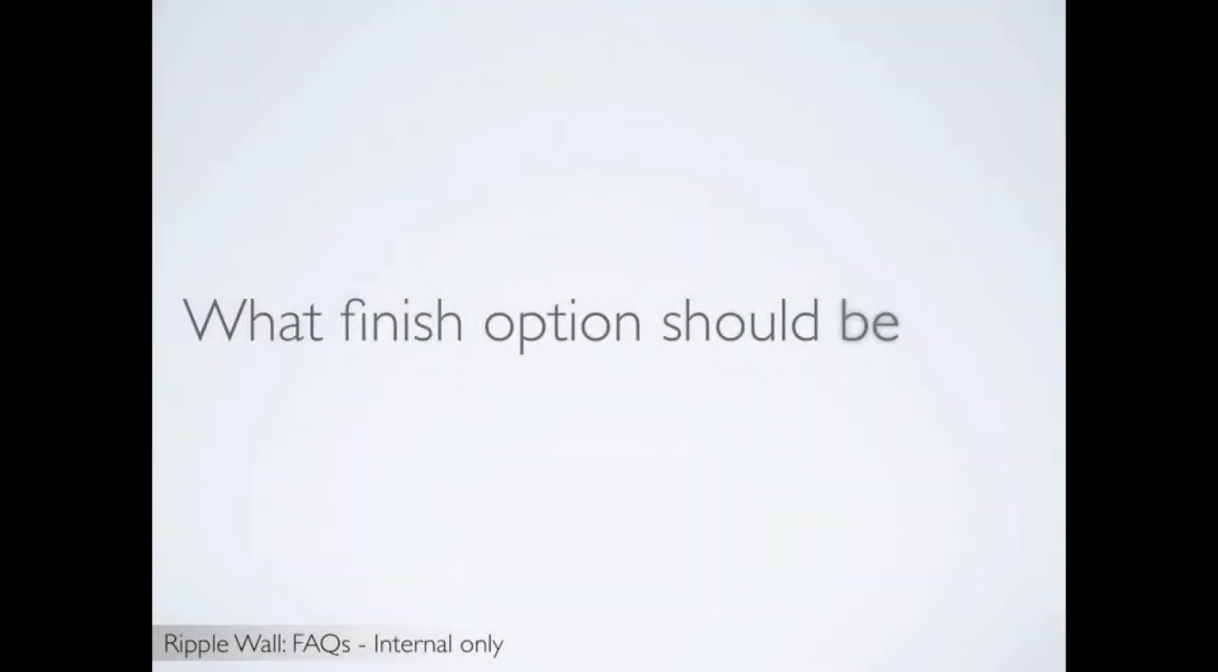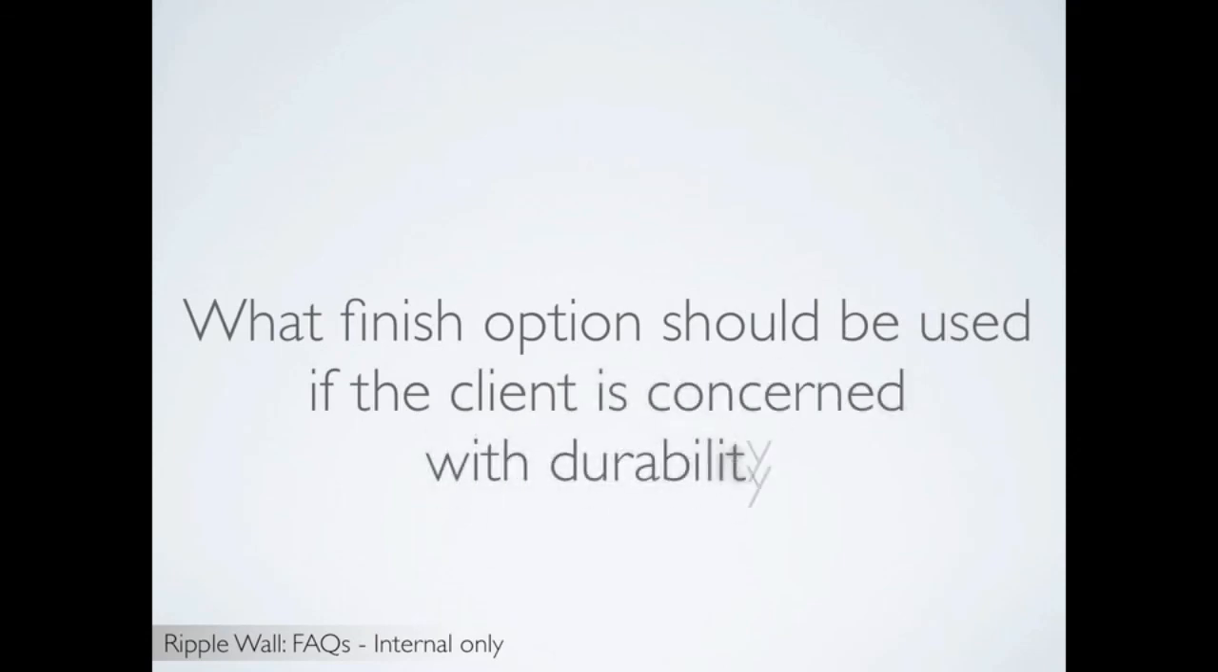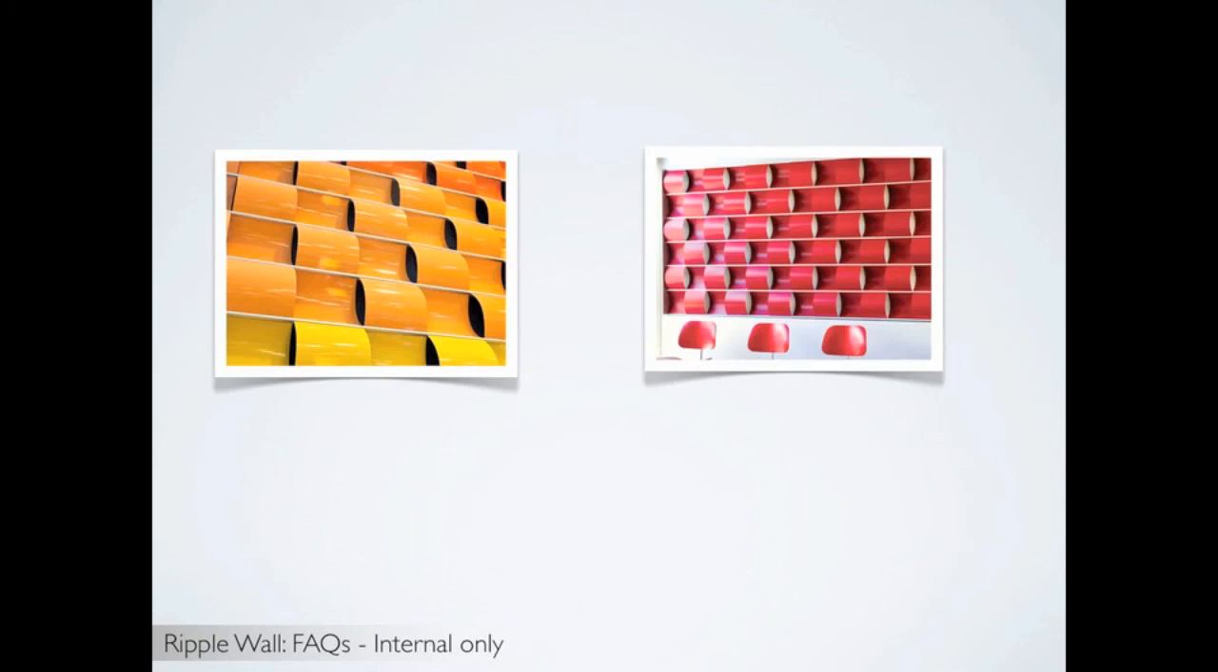What finish option should be used if the client is concerned with durability? The most durable finish for Ripple Wall is polyresin or Varia with a sandstone finish.